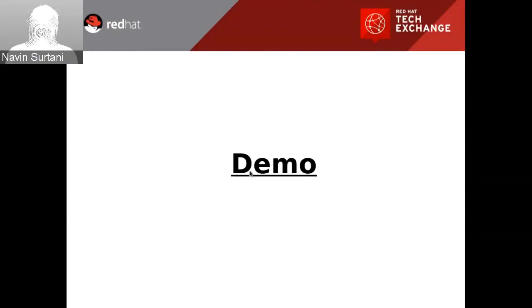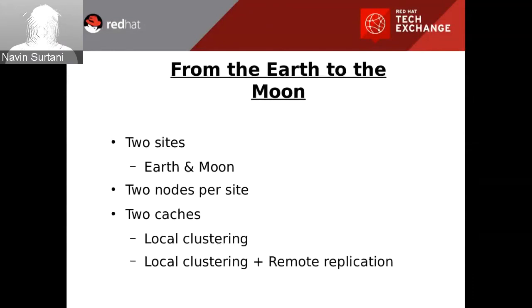Okay, so time to talk about the demo first before we dive into it. Just to point out what we're going to do, we've got two sites in the demo. One is the Earth, one is the Moon. I mean, just to show that JDG is so cool, we can even replicate over planetary bodies, not just within the Earth, and we are that awesome. We're going to have 2 nodes per site and 2 caches per site. So on one site, there's one cache which is just like local clustering. Then the other one's going to have local clustering and remote replication.